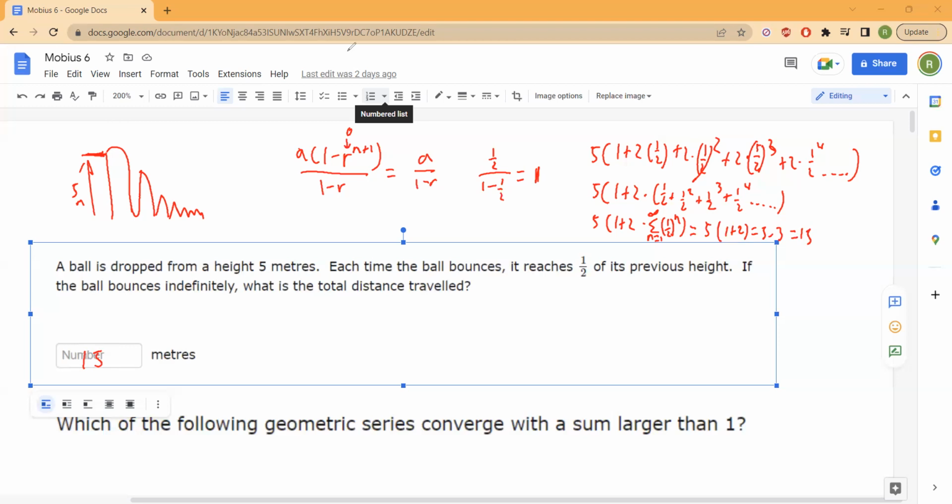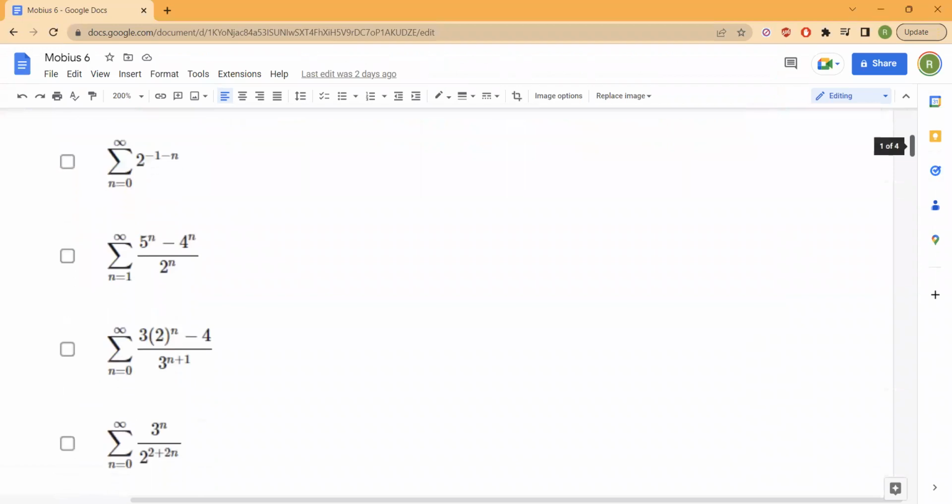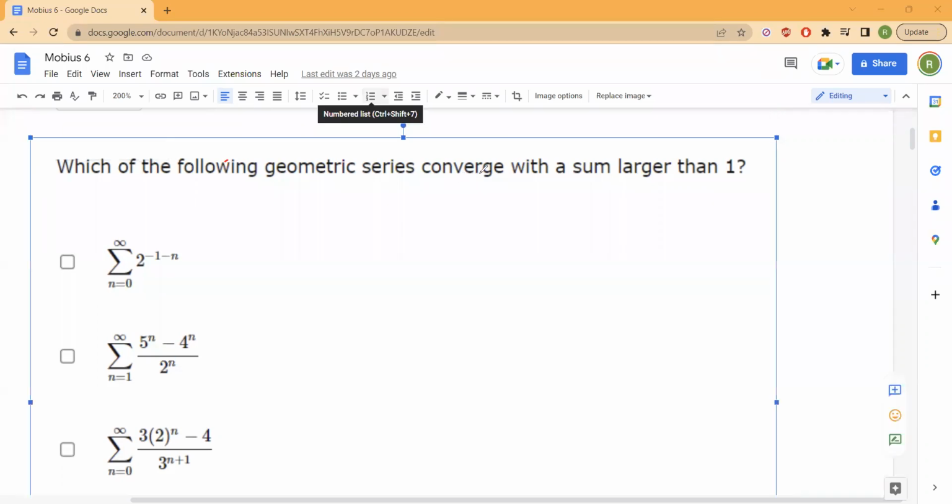Clear drawings. And let's scroll down. Okay. Which of the following geometric sequences converge with a sum larger than 1?